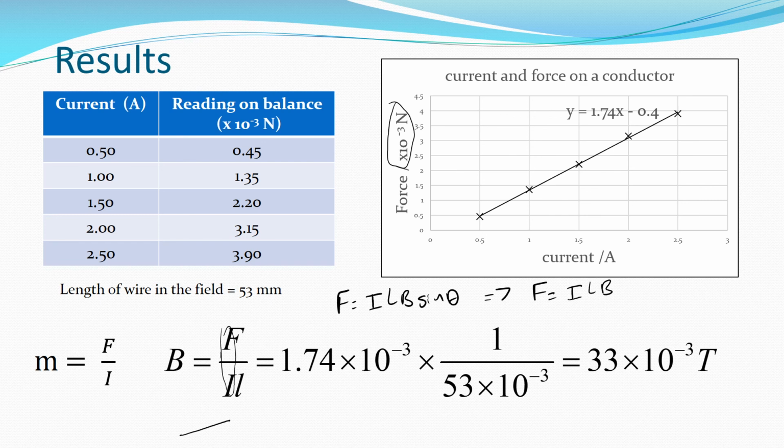1.74 times 10 to the negative 3 multiplied by 1 over the length of the wire, which we've converted into meters, times 10 to the negative 3, gives us a value for the magnetic induction as 33 times 10 to the negative 3 Tesla. So this is a fairly common question where you're asked to determine the size of the magnetic field. However, the magnetic induction is only one part.